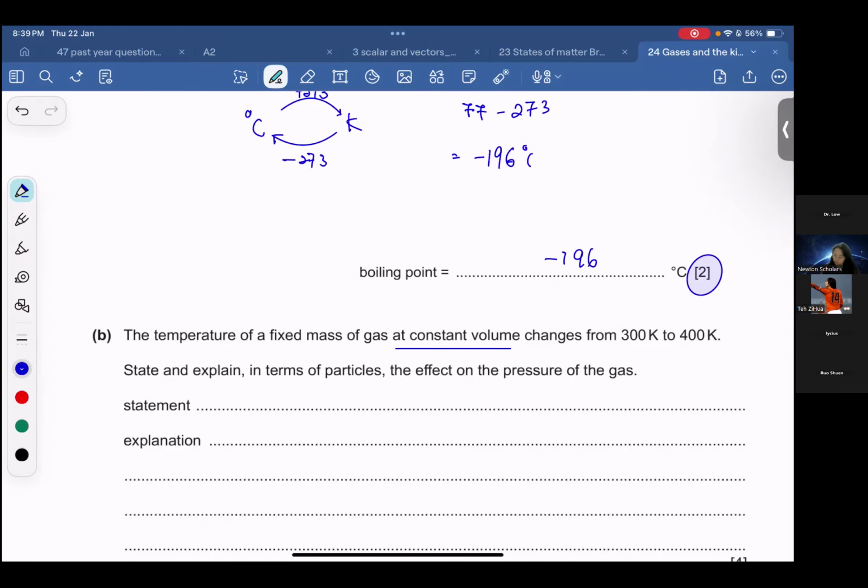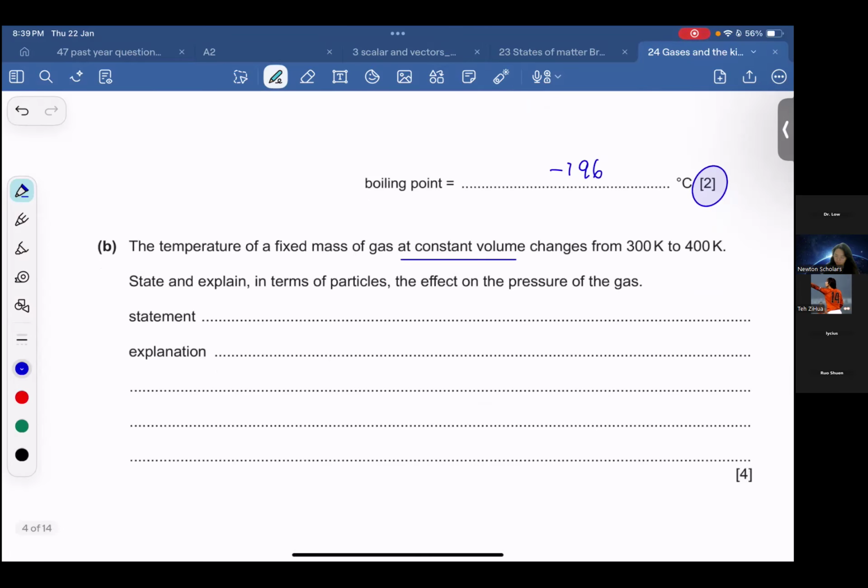So here, state and explain in terms of particles. You need to mention what happened to the particles. The effect on the pressure when temperature increases: pressure will be what? Write your answer in the chat box. Then why? 4 marks here. How are you going to score the 4 marks? Can you try?